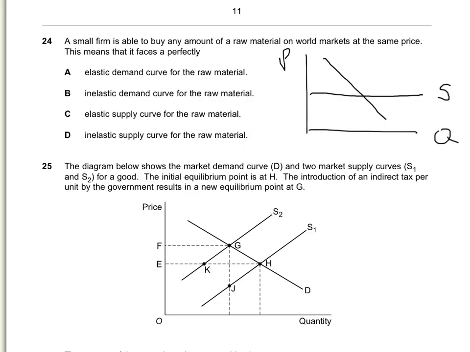Question 24 again requires a little sketch by the side. So what I'm saying is, a small firm is able to buy any amount, so it can increase its demand, and that's not going to alter the price. So if I shift the demand curve to the right, or even if I shift the demand curve to the left, the price remains the same. So the answer is C.